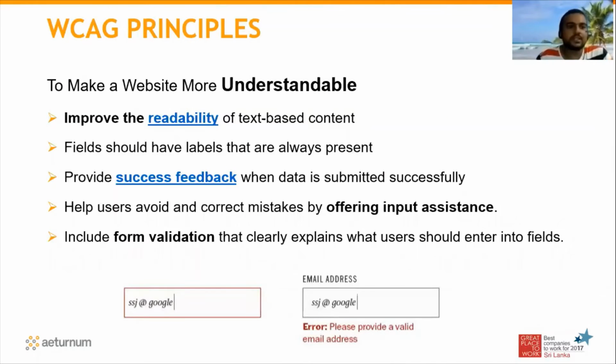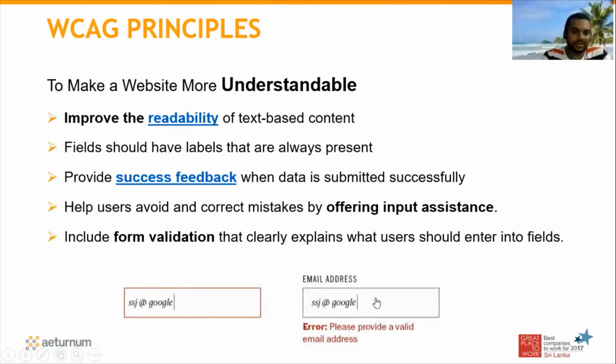The third one, the understandable principle. To make the website more understandable, improve the readability of text-based content, and fields should have labels that are always present. Provide success feedback when data is submitted successfully. Help users avoid and correct mistakes by offering input assistance, and include form validations that clearly express what the user should enter into fields.